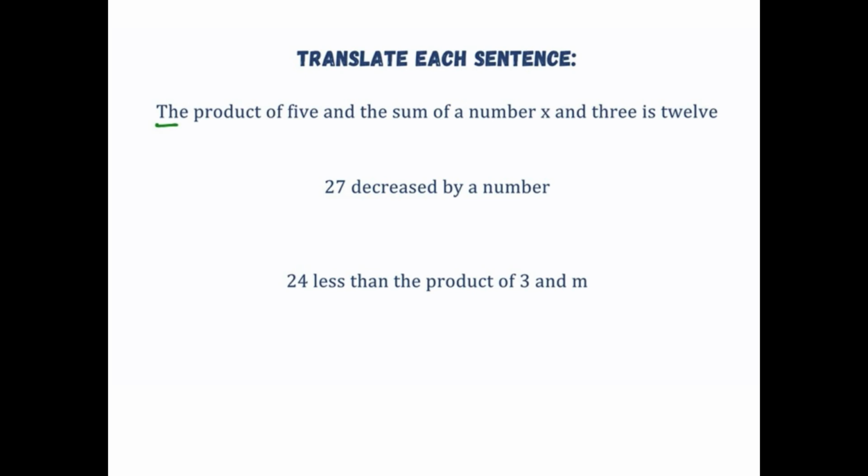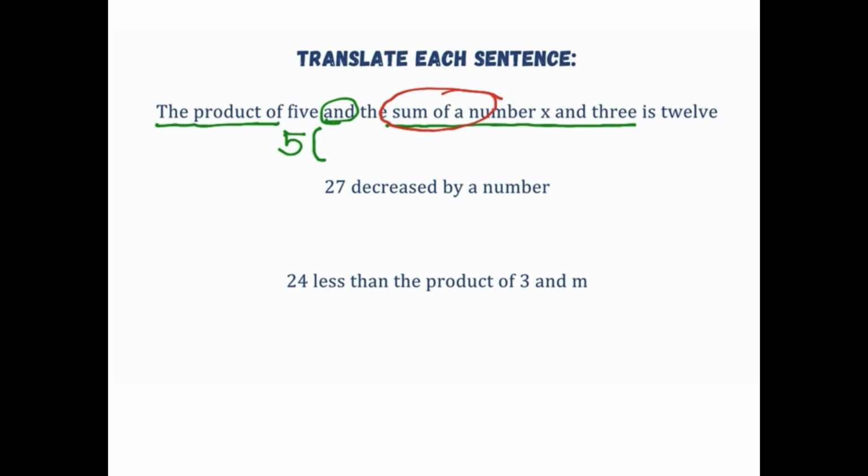So the first thing I see is the product of. Now, when we see the product of, that's telling us that the next piece needs to be in parentheses, so that we show what we are finding the product of. Now, in this case, we're finding the product of 5 and the sum of a number x and 3. So the 5 can stay on the outside, actually. But what needs to go in the parentheses is what the 5 is being multiplied by. And I know that because it uses the phrase, the sum of. So that means we need to find the sum first and then multiply it by 5 to get the product.